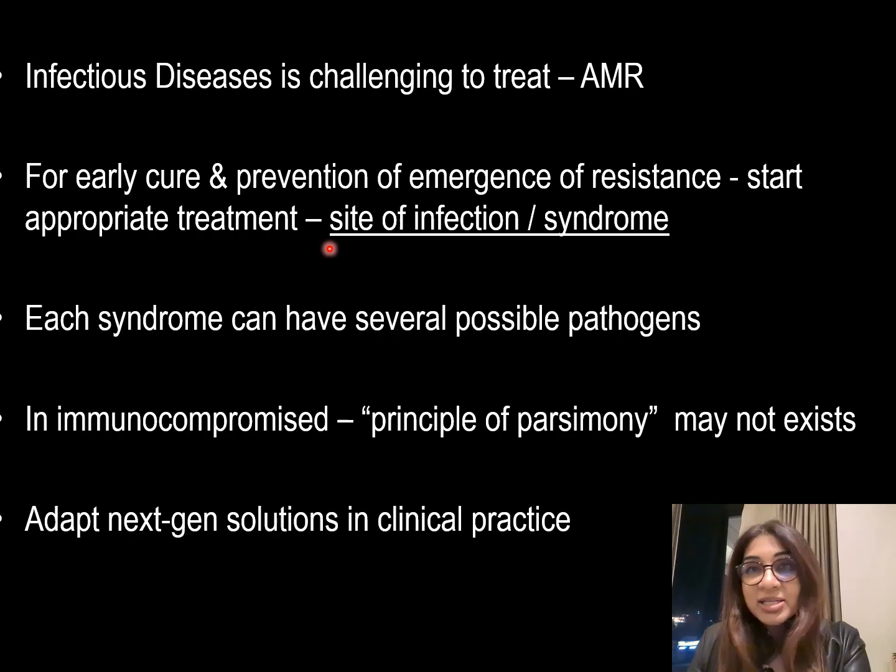And for this, we must begin with the site of infection as well as the syndrome with which the patient is presenting. Now, each syndrome can have several possible pathogens, especially in our immunocompromised patients. The principle of parsimony, that a particular syndrome is caused by only a single pathogen, may not exist. In an immunocompromised patient, there can be multiple pathogens possible as well.